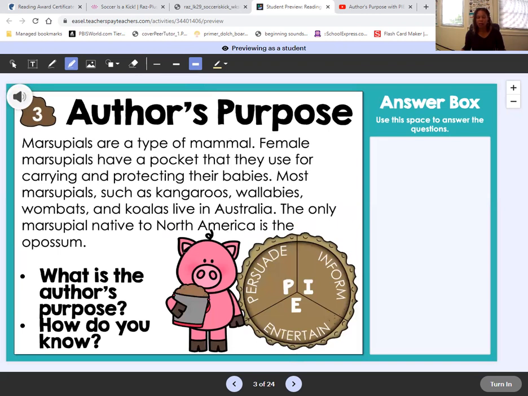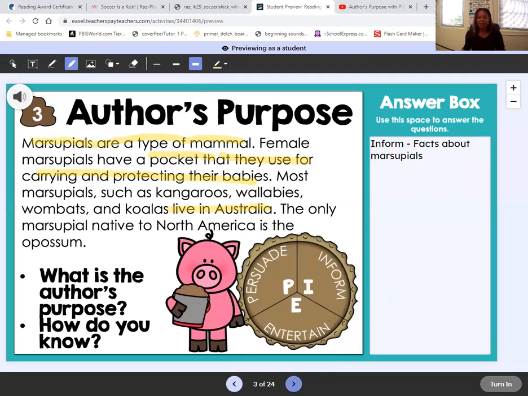So what do you think is the author's purpose for this text? Well, I'm looking at some facts. Marsupials are a type of mammal. The females have pockets that they use for carrying and protecting their babies. They live in Australia. So this type of text is informational because they are giving us facts about marsupials.